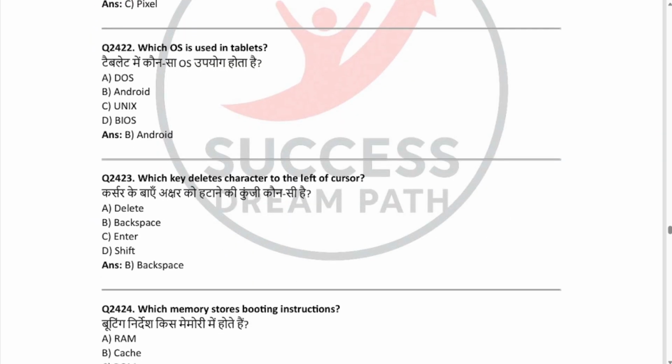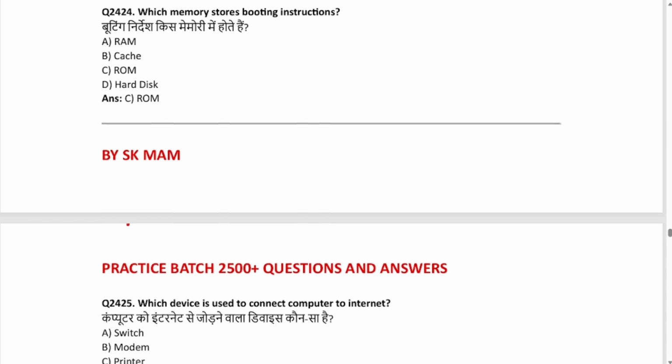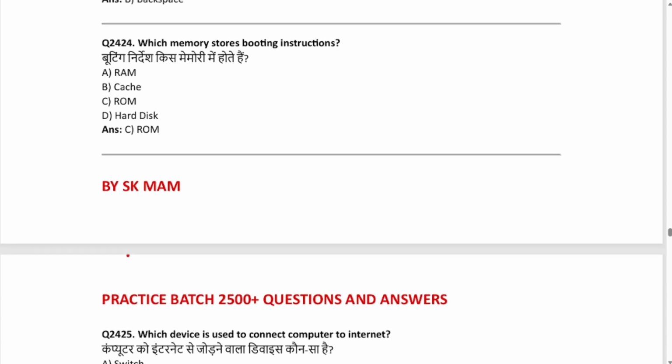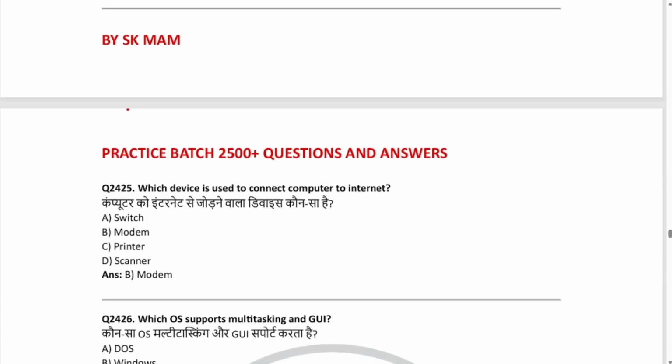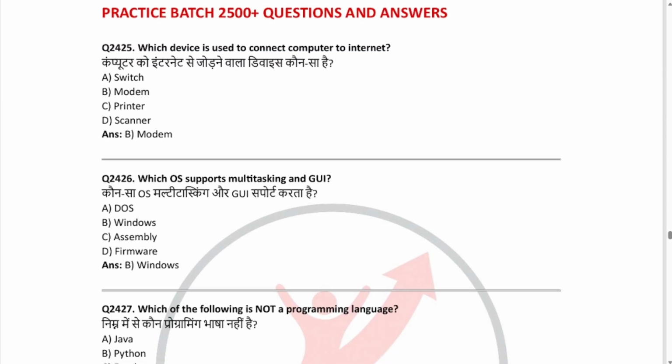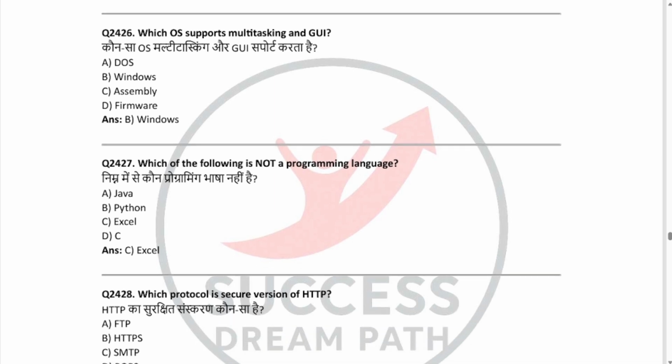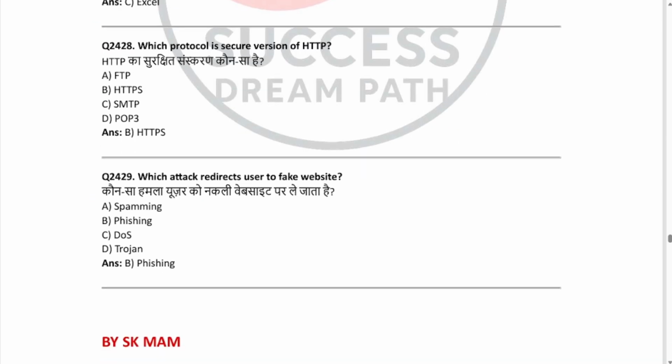Which OS is used in tablets? Android. Which key deletes character to left of cursor? Backspace. Which memory stores booting instructions? ROM. Which device is used to connect computer to internet? Modem. Which OS supports multitasking and GUI? Windows. Which of the following is not a programming language? Excel. Which protocol is secure version of HTTP? HTTPS.